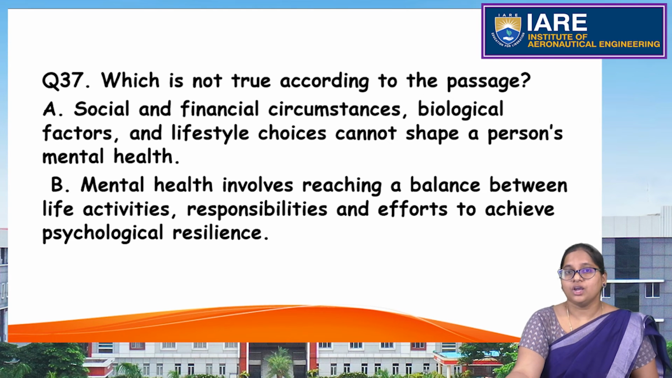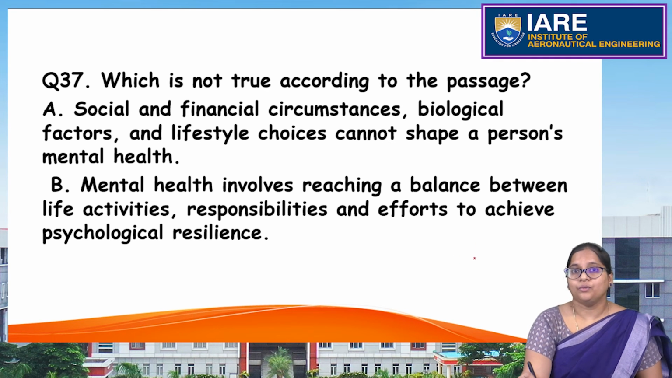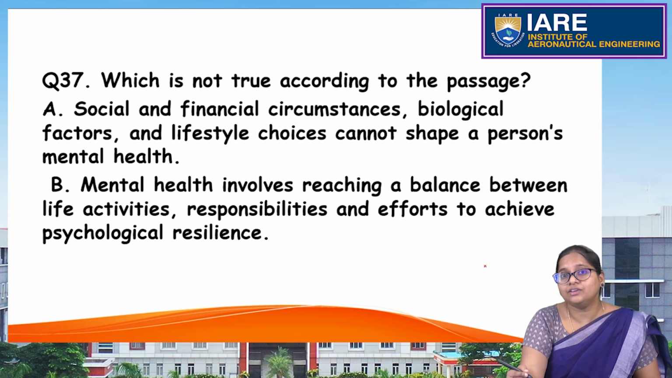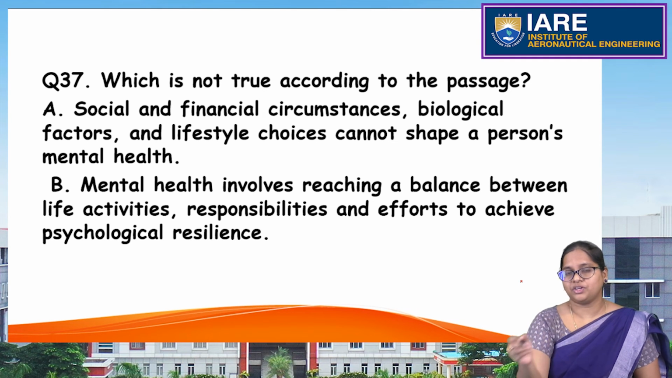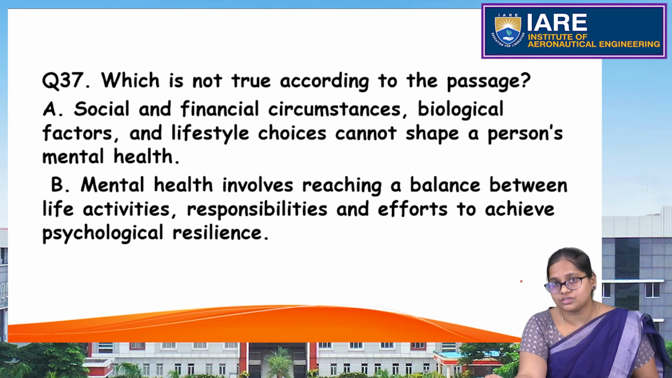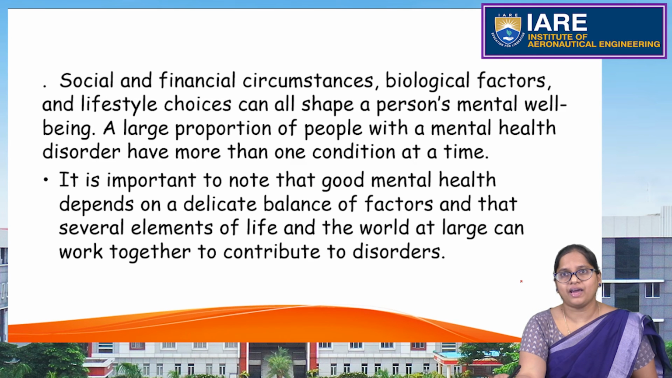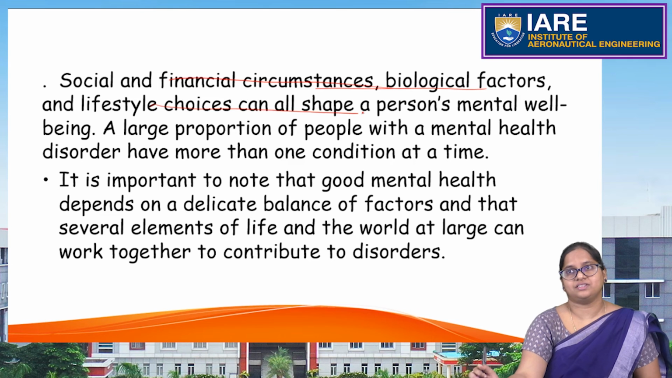Now the other question: which is not true according to the passage. He is taking the false. That means whether you are able to retrieve the statements which exist and which don't exist. So that is what they are checking. Some financial and social circumstances, biological factors: will they shape a person's mental health or not? Is it false or not? Yes, here in this paragraph you can see social and financial circumstances, biological factors. They can shape a person's mental health, right?